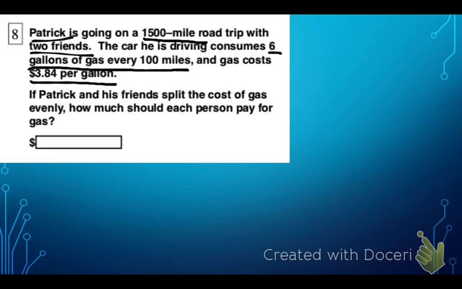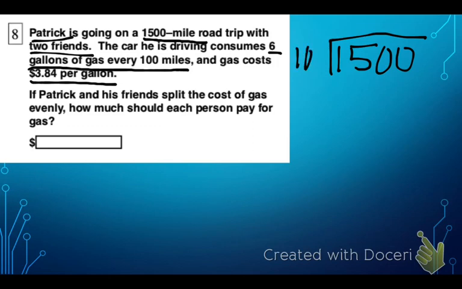All right, so my first step here, we need to figure out how many gallons of gas his car will need total for this entire road trip. So the first thing we got to do is divide our 1,500-mile road trip by 100 to see how many 6 gallons of gas he'll need. So when we do that, we're going to end up getting, let's see, 100 doesn't go into 1. Doesn't go into 15. It goes into 150 one time.